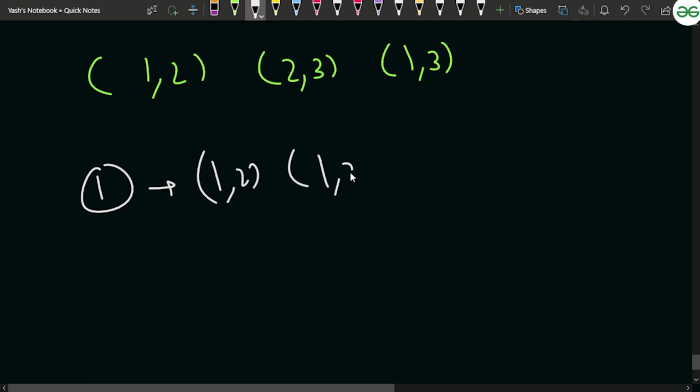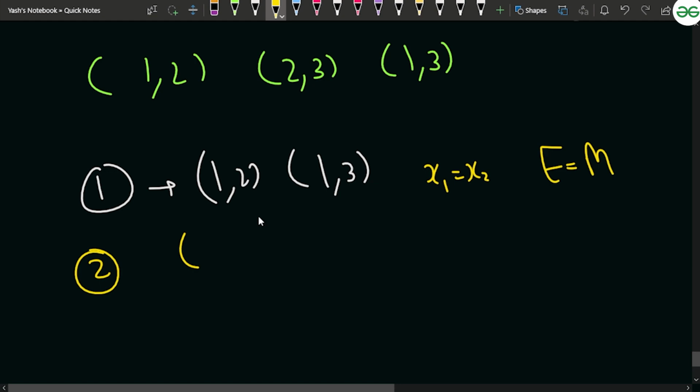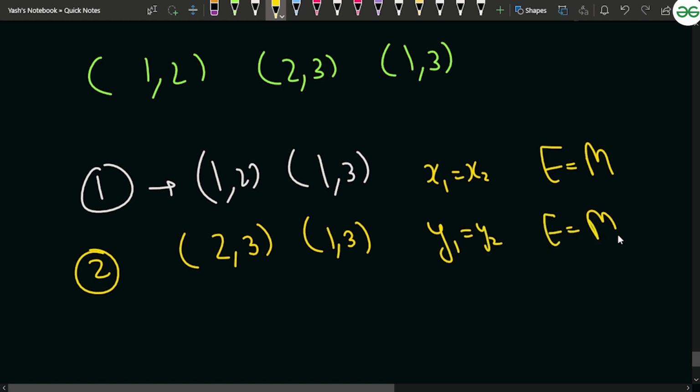and 1 comma 3, right, where the x coordinates are the same, where x1 is equal to x2. Then the Euclidean distance is equal to the Manhattan distance. The second case could be when the y coordinates are the same. So when you consider the points 2 comma 3 and 1 comma 3, y1 is equal to y2, and in that case also the Euclidean distance is equal to the Manhattan distance, right. So for this the output will be 2. There are two distinct kinds of pairs, right.